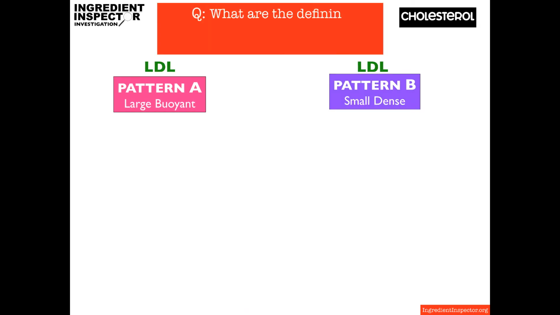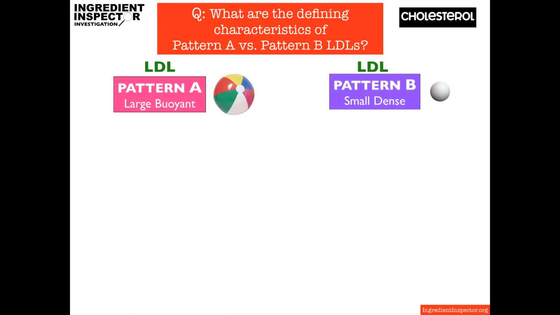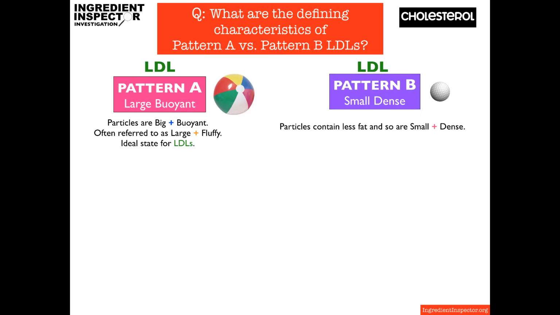What are the defining characteristics of Pattern A versus Pattern B LDLs? Pattern A particles are big and buoyant. They're often referred to as large and fluffy. It's the ideal state for LDLs. Pattern B particles contain less fat and so are small and dense. They tend to sink in the bloodstream due to their density.